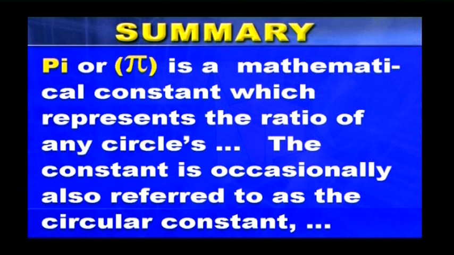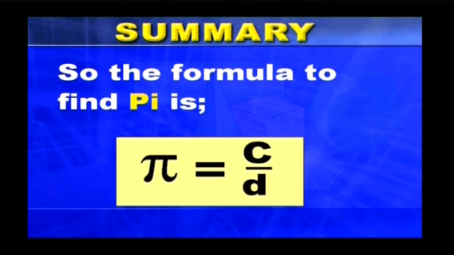The formula to find pi is written as the Greek symbol pi equals C over D. So in order to find pi, you are going to divide the circumference by its diameter. Is that clear?